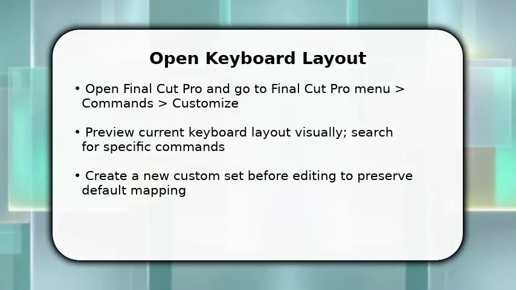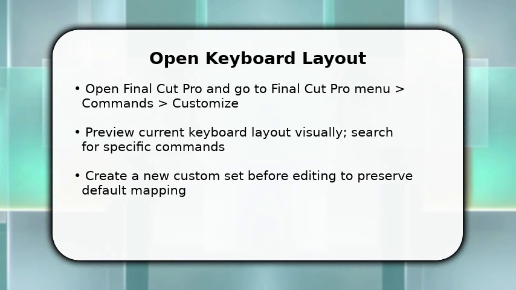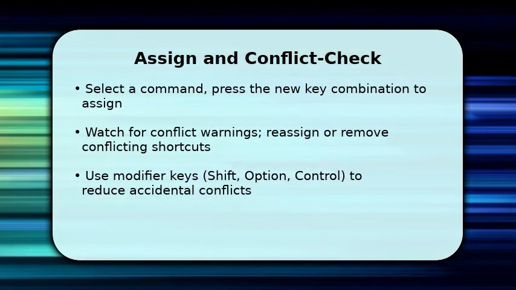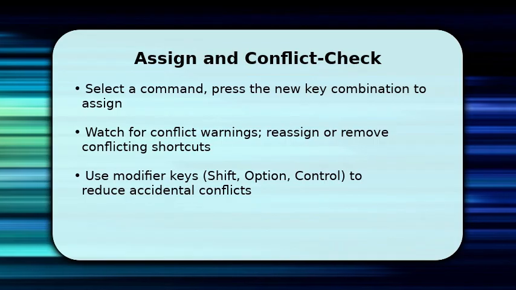You now pick a command and press the key combo you want. Final Cut Pro shows the assignment immediately. If a conflict appears, don't ignore it. Either reassign the other command or pick a different combo so you avoid unexpected behavior while editing.